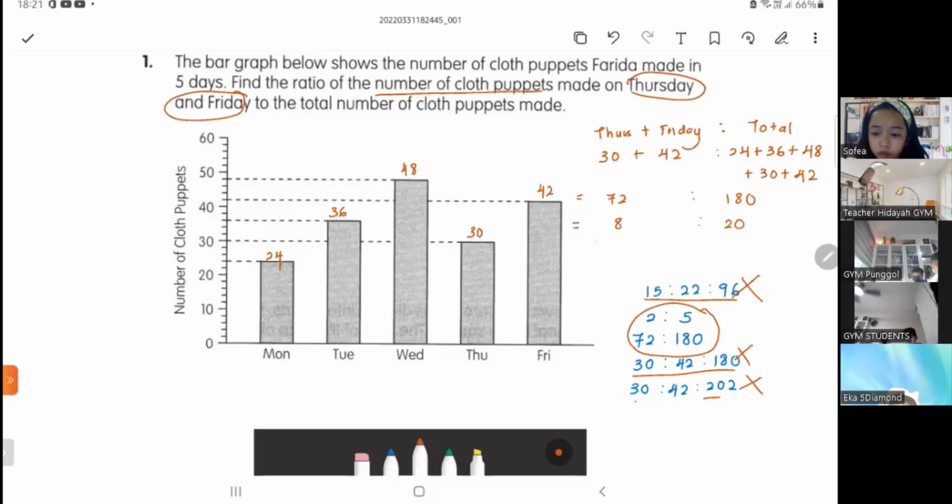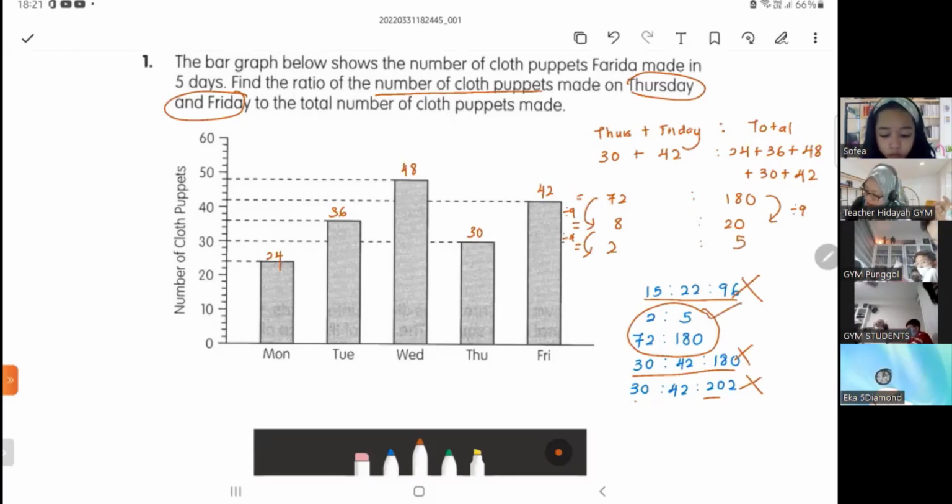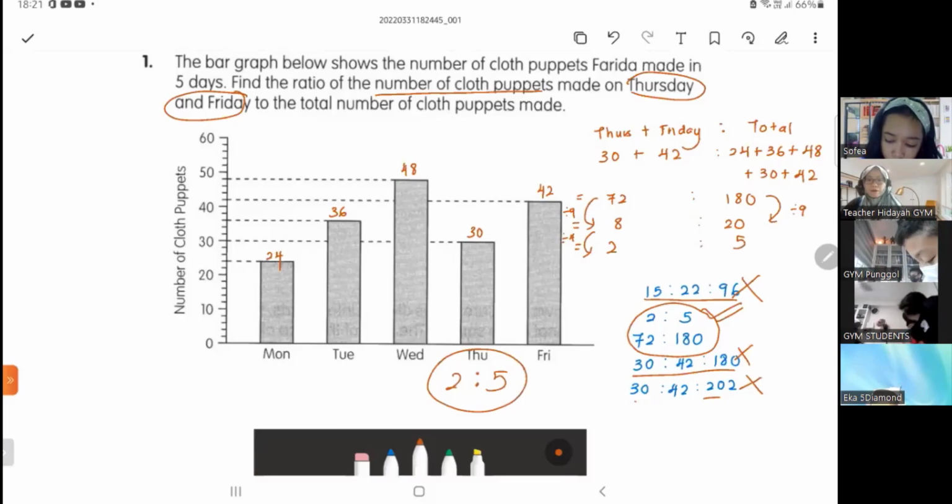Then from here, you divide by 4. Over here, I divide by 9 first, okay? This is divide by 9. So means here also divide by 9, okay? Then the next one, 8 and 20, I divide by 4. 8 divided by 4 is 2, 20 divided by 4 is 5. So what's my answer? My answer is 2 is to 5. This is my answer. Understand? You must simplify it.